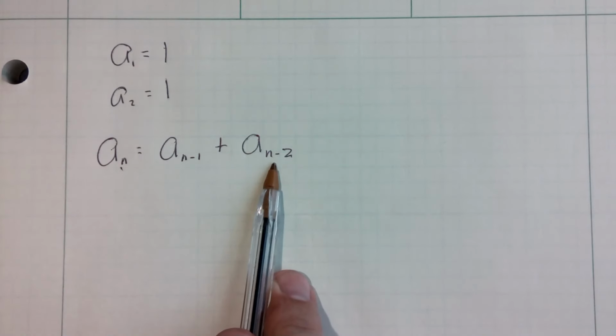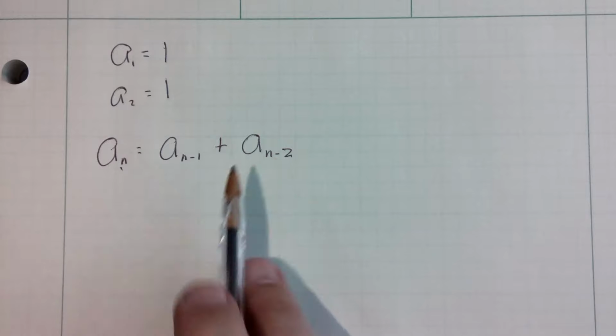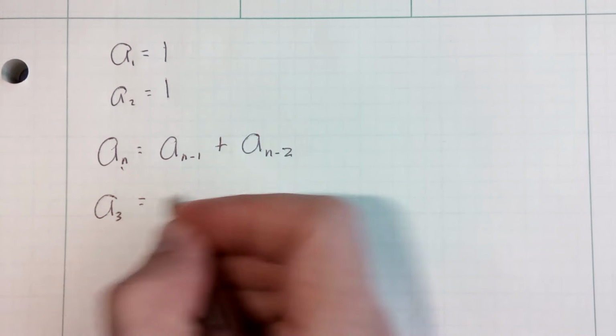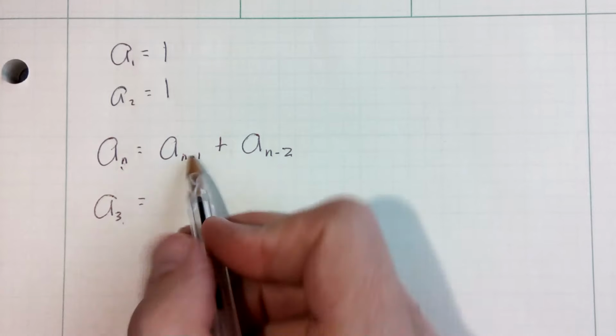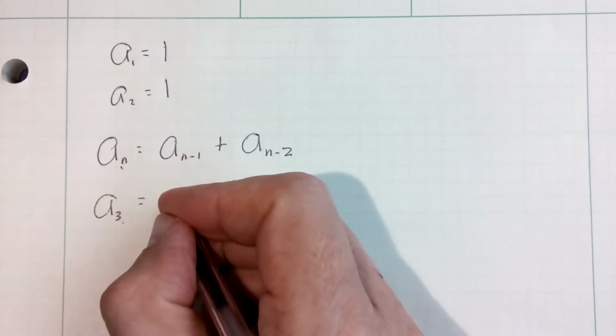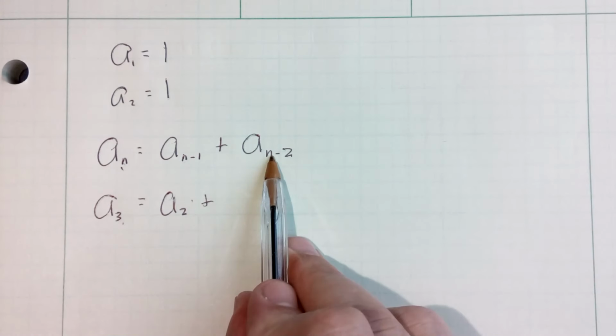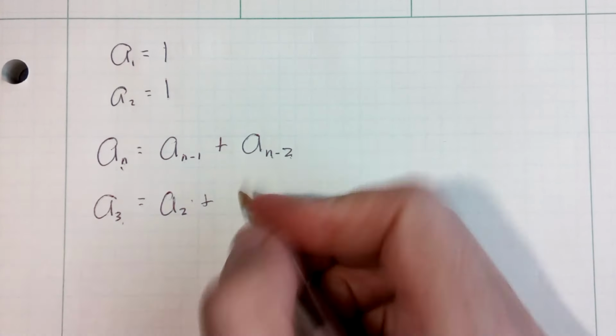So now be careful here. This is n minus 2. Now let me explain what that means. If I wanted to find the third term, what's 3 minus 1? I'm going to take the second term, and I'm going to add that to what's 3 minus 2. 3 minus 2 is the first term.